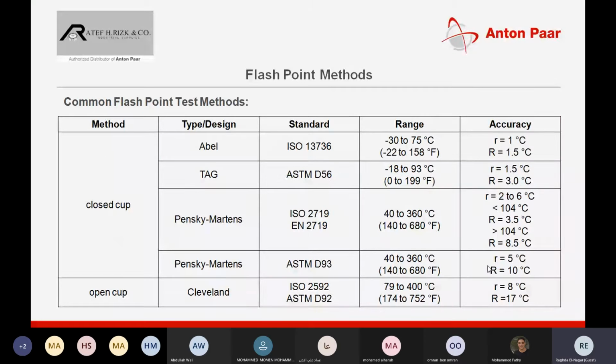There are different methods according to the range of expected flash point, according to different standard methods, in which the sample may range from -32 up to 400 degrees centigrade, in open and closed cup methods. These are the different methods of flash point determination.